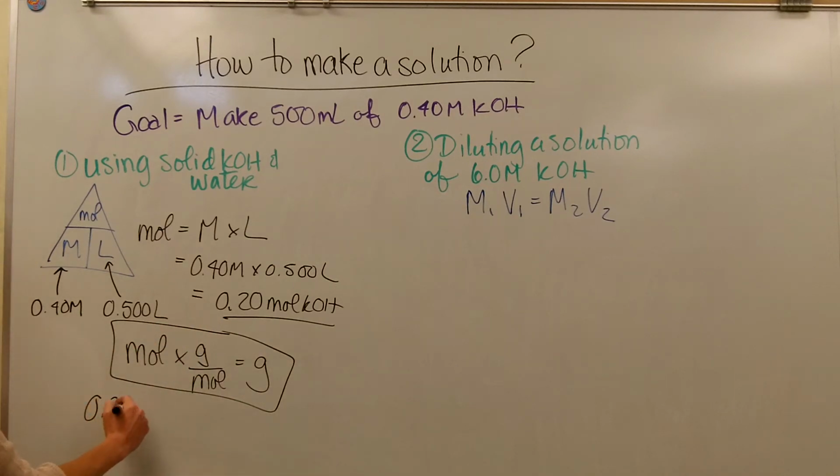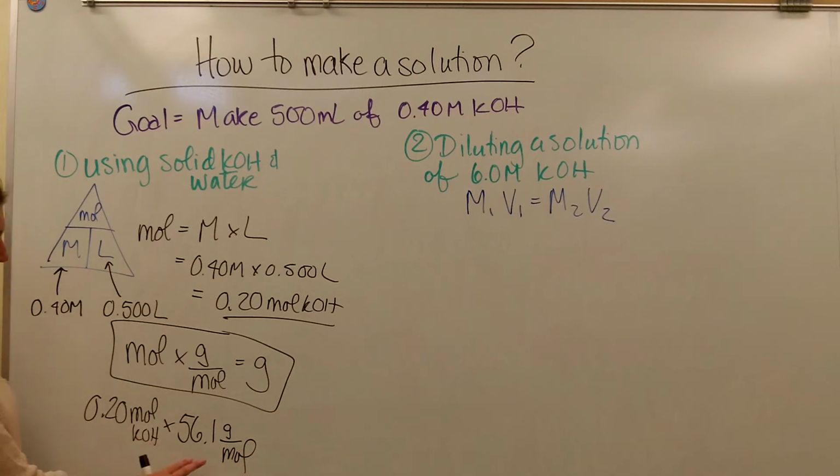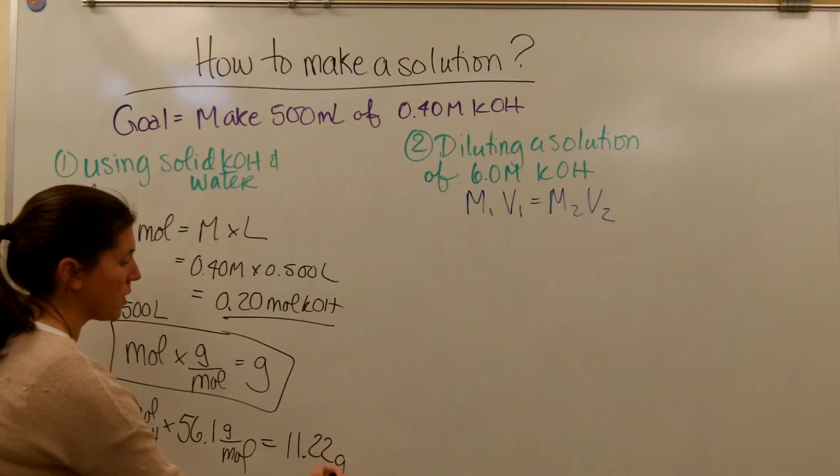So if I have 0.2 moles of KOH, I'm going to look up on the periodic table and say, well, how much does 1 mole of KOH weigh? So I'm going to look up, hydrogen is 1, oxygen is 16, potassium is 39.1. If you add those all up, you will find that 1 mole of KOH weighs 56.1 grams. So I need 0.2 moles of KOH, and the molar mass of KOH is 56.1 grams per mole. So if I multiply 0.2 times 56.1, I will end up with 11.2 grams.